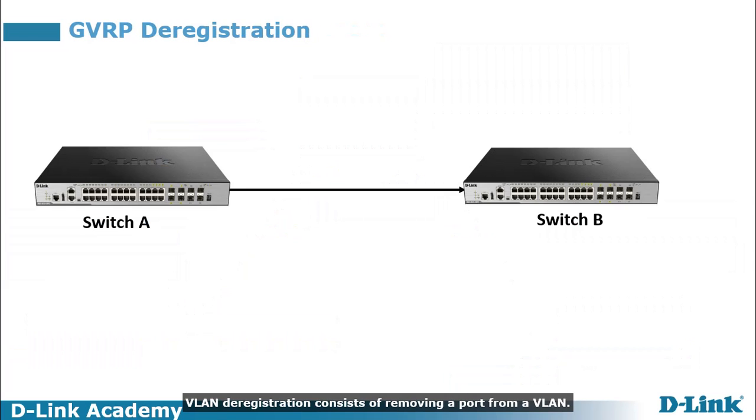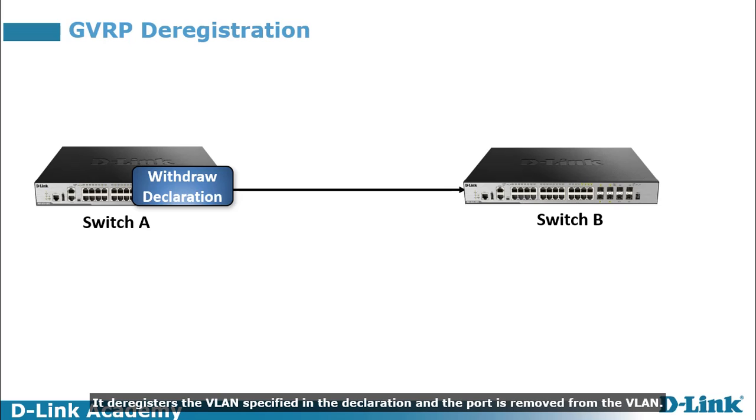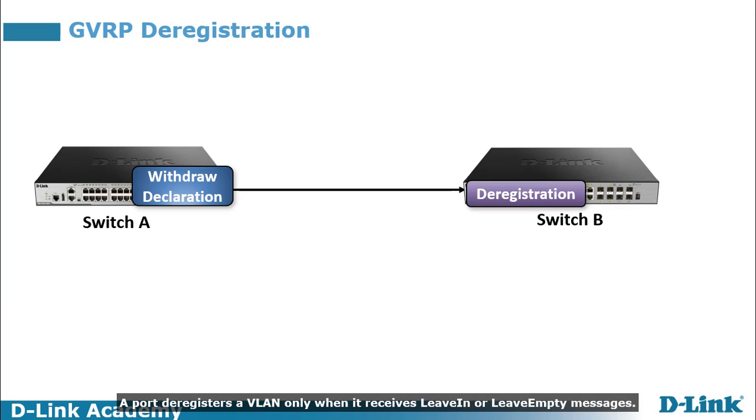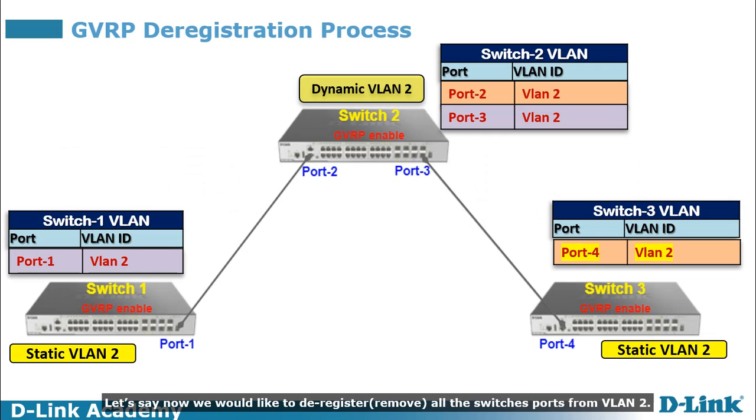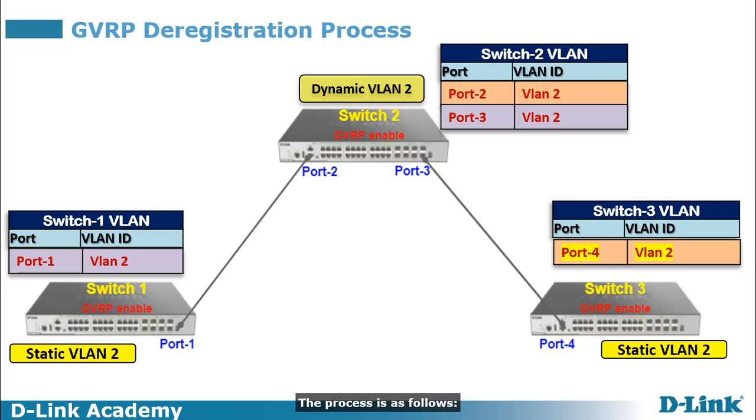VLAN deregistration consists of removing a port from a VLAN. When a port receives a VLAN attribute withdraw declaration, it deregisters the VLAN specified in the declaration and the port is removed from the VLAN. A port deregisters a VLAN only when it receives leave-in or leave-empty messages. Let's say now we would like to deregister, remove, all the switch ports from VLAN 2. The process is as follows.